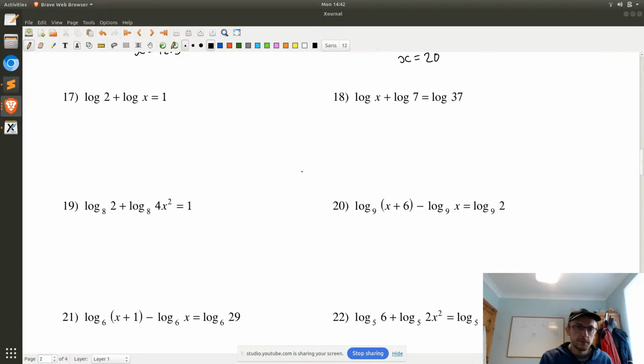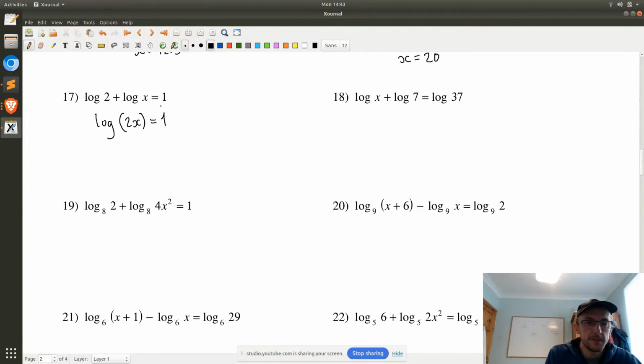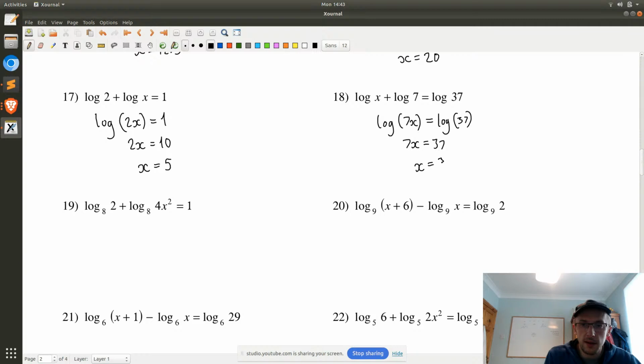Next four, please. You got it. This would be log of 2x equals 1. Bringing them together. 10 to the power of both sides. So 2x is 10. So x is 5. Log of 7x is log of 37, you say. Well, that means that 7x is 37. So x is 37 over 7, which is like 5 2/7.